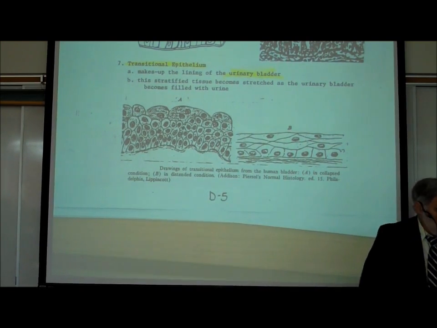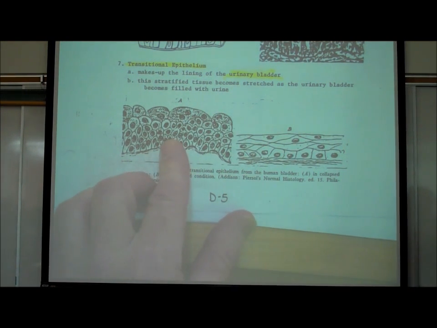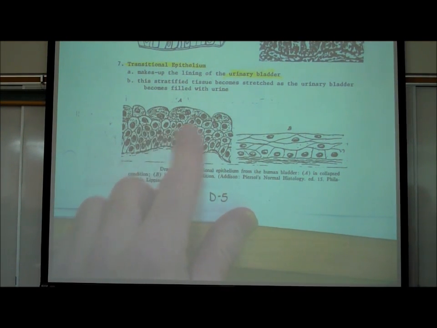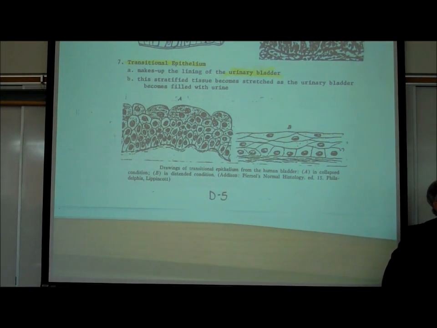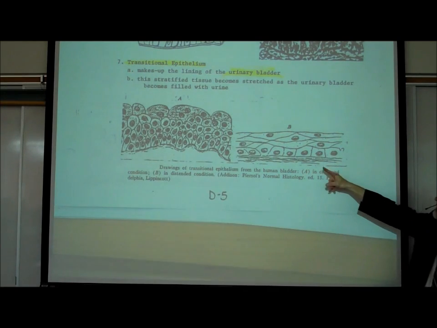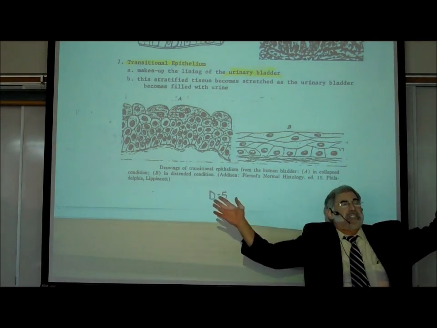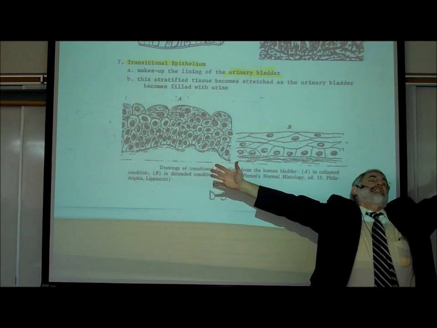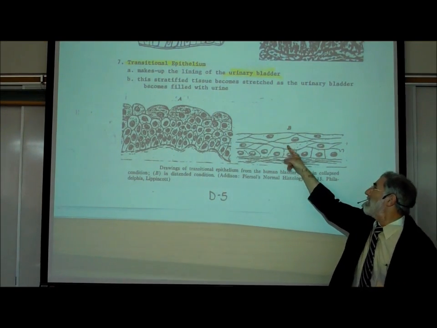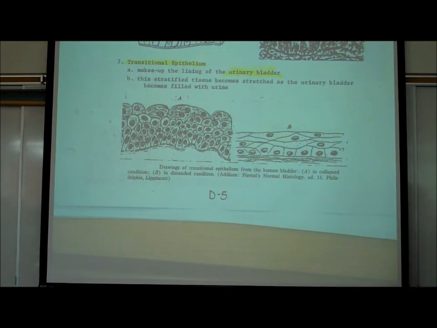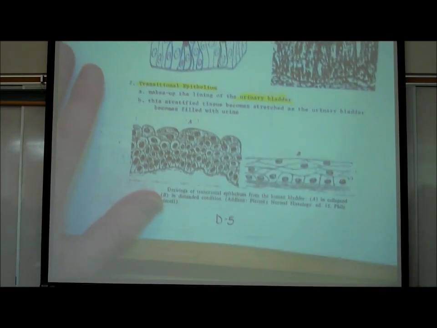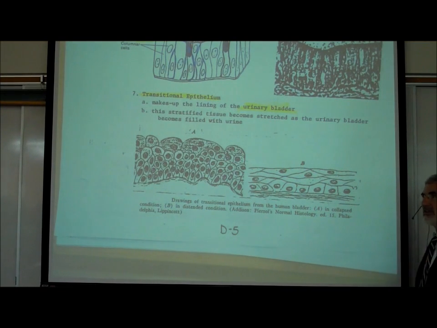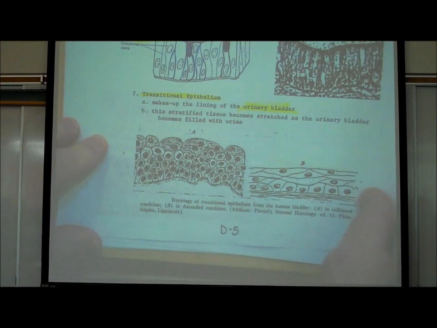They get stretched. If I had to give a name, you don't have to know this. If I had to call this a name, when the bladder is empty, it looks like a stratified cuboidal. You don't have to know that. But as the bladder gets full and the wall gets stretched and the cells get stretched, they start to look like stratified squamous. So what did they decide to call it? Transitional. It transitions. It changes. That's what transitional means. All right, so that's uniquely found in the inner lining of the urinary bladder.